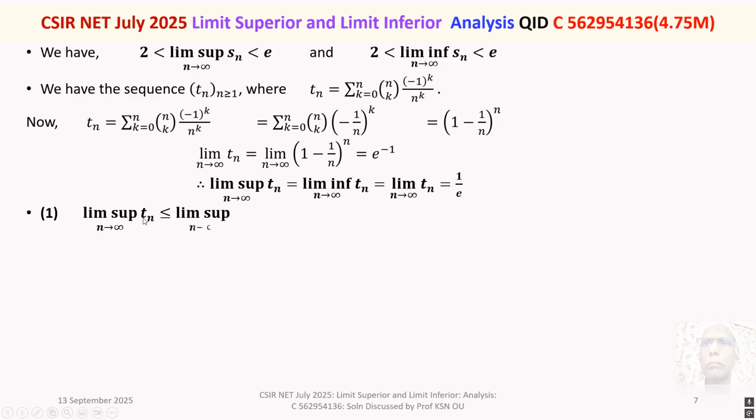Limit superior of Tn is less than or equal to limit superior of Sn. Yes, it is true. Why? Because limit superior of Tn is 1 by e, which is strictly less than 2, which is strictly less than limit superior of Sn. Right. Therefore, limit superior of Tn is less than limit superior of Sn. Therefore, less than or equal to is all right. So, option 1 is true.